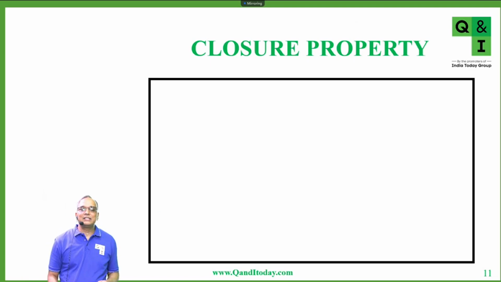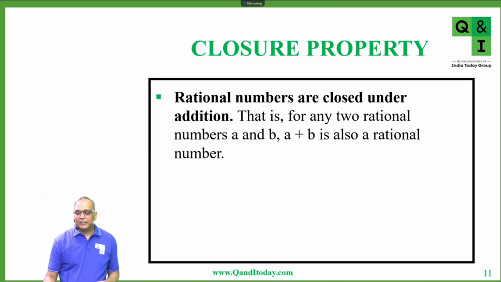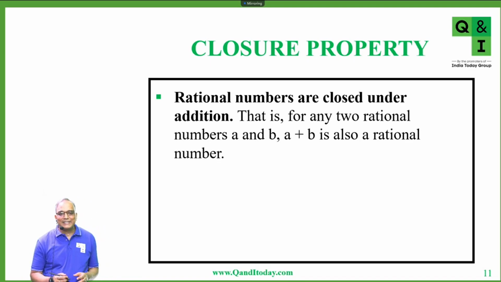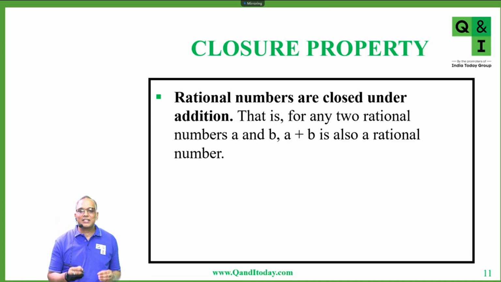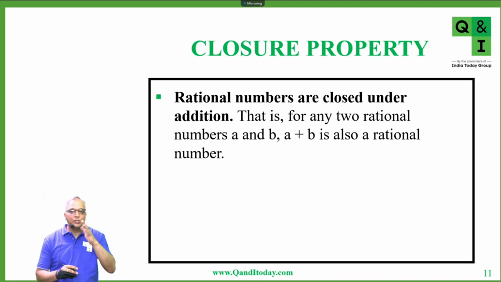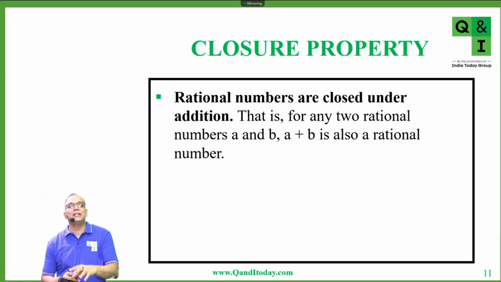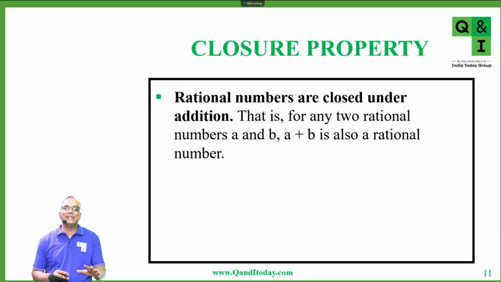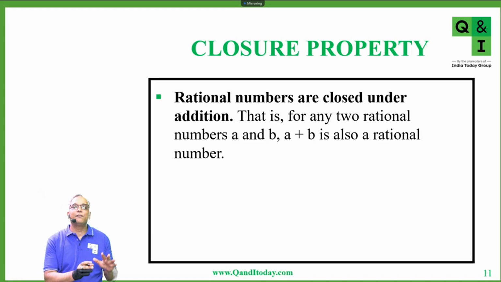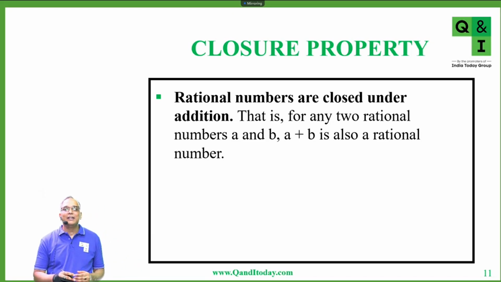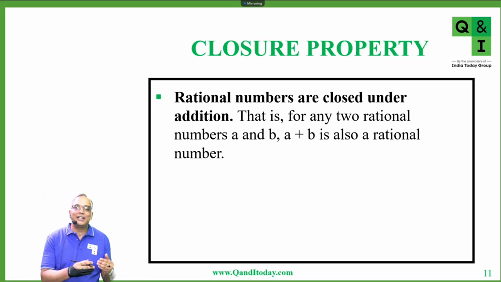So first of all, we'll start with closure property. What the property states is rational numbers are closed under addition. What does this mean? This means that for any two rational numbers A and B, the sum of these two rational numbers, A plus B, is also a rational number. So when you add two rational numbers, the result which you get is also a rational number. Then we say that rational numbers follow the closure property, or rational numbers are closed under addition.